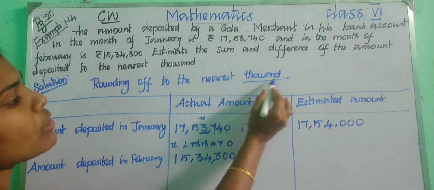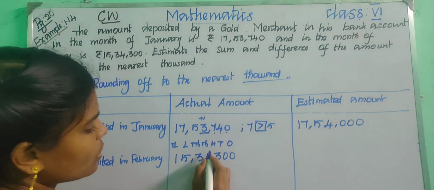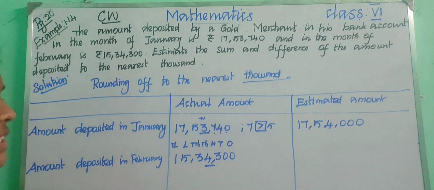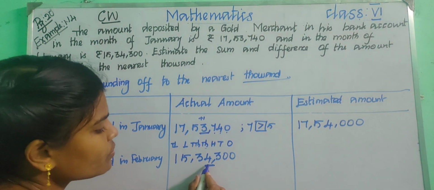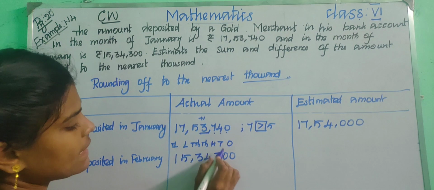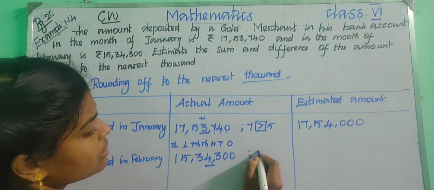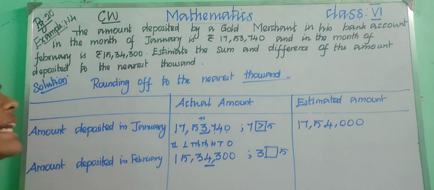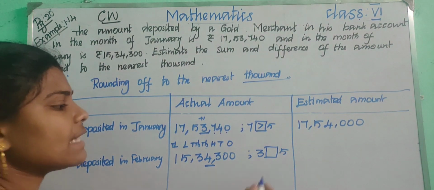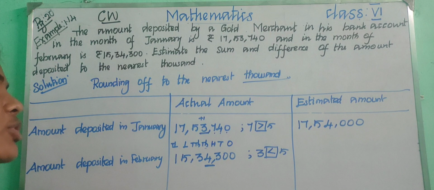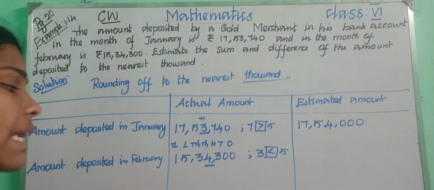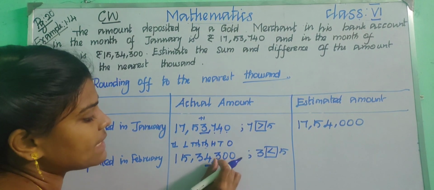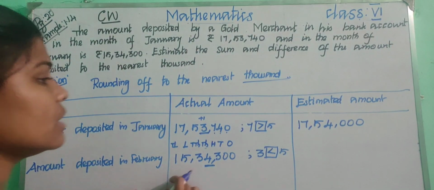We are going to round off to the nearest thousands. So this one is the thousands place. So children, we are going to round off this thousands place, so we need to take the next digit. That is 3. So we need to check whether this 3 is greater than or less than 5. Less than 5. So what do we need to do? We need to write the same thousands place, and after that we need to put zeros. So let us write.